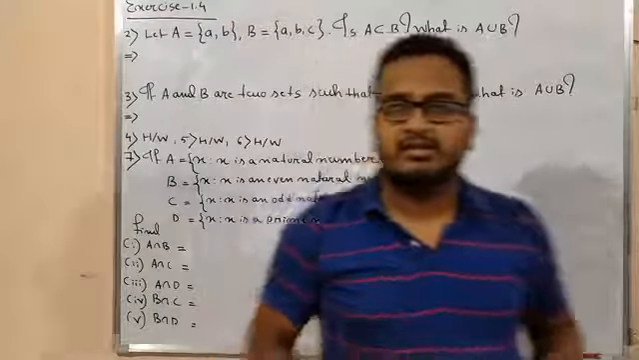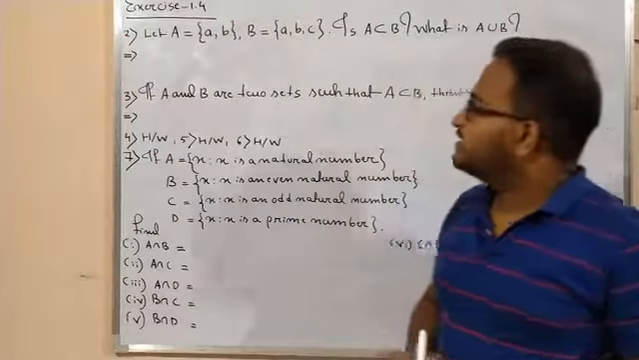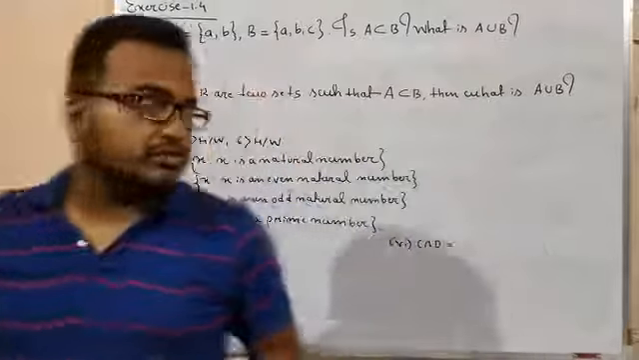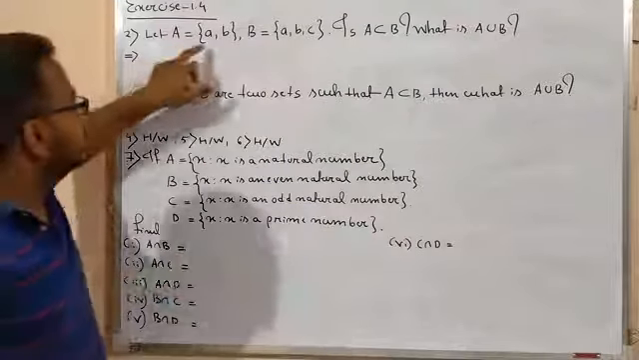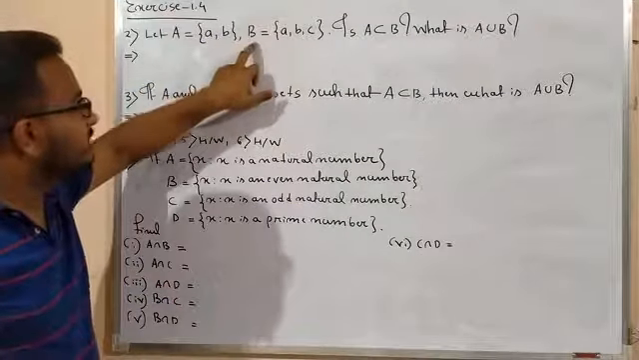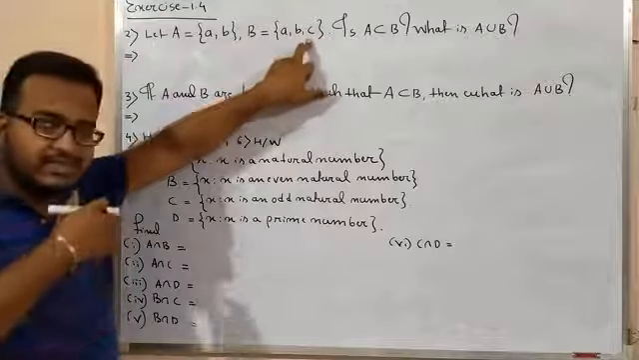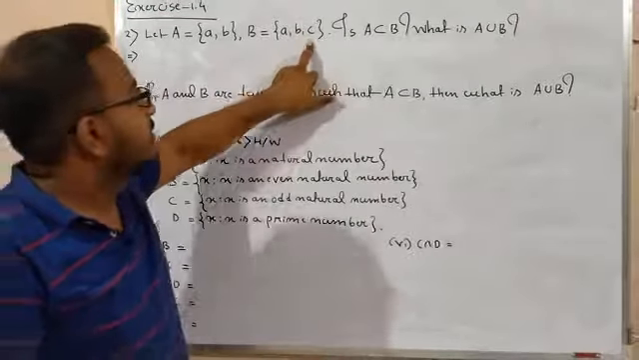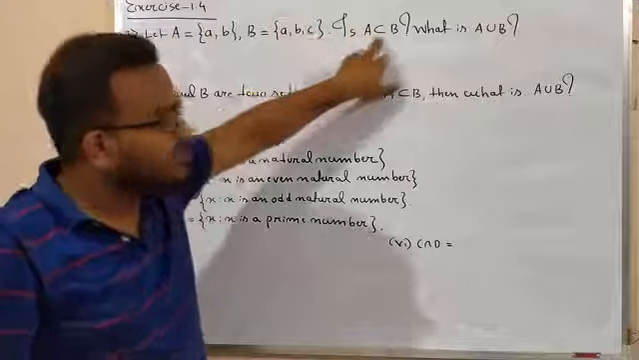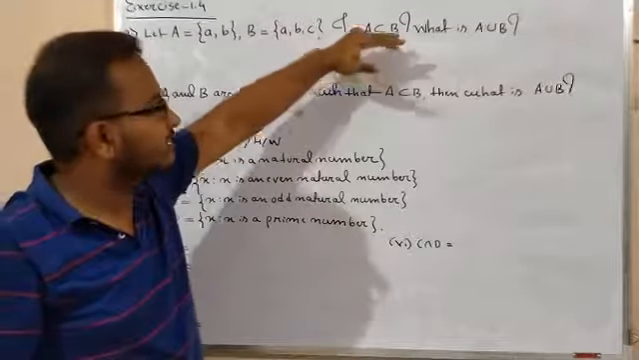So let us continue our discussion. This is problem number 2. Let A equal {a, b} and B equal {a, b, c}. Two sets are given to you. Now the question is: is A a proper subset of B? That is the first question.